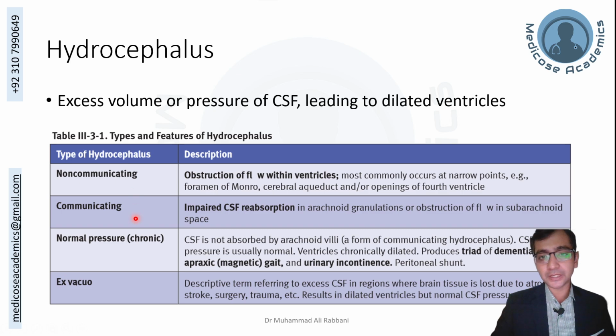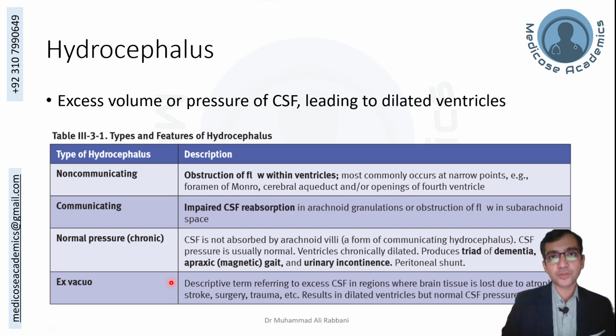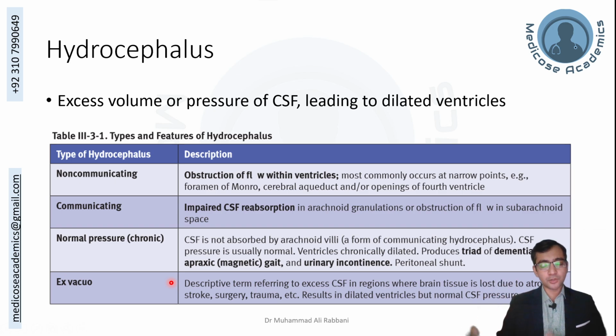A few definitions of communicating and non-communicating hydrocephalus. Chronic hydrocephalus leads to the triad of wacky, wobbly, wet: dementia, wobbly ataxic gait, and wet incontinence. And if there is some destruction of CNS tissue, maybe due to inflammation, infarction, or surgery, and some tissue is lost, that leads to CSF expanding into the ventricles and the spaces, and you will see larger ventricles. That is called ex vacuo hydrocephalus.